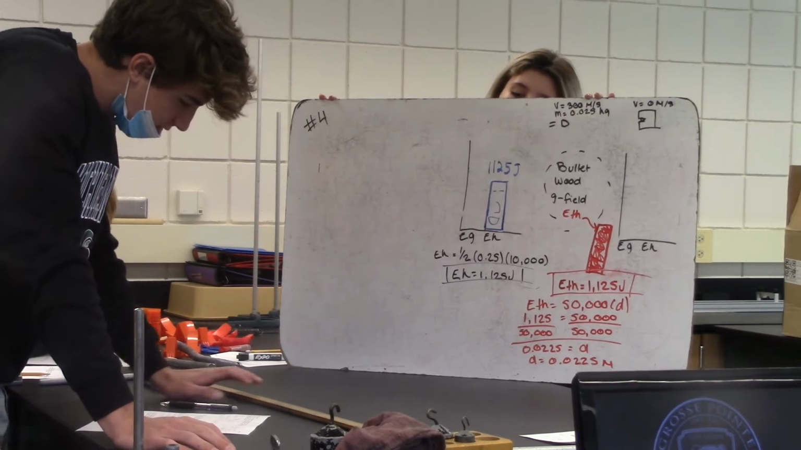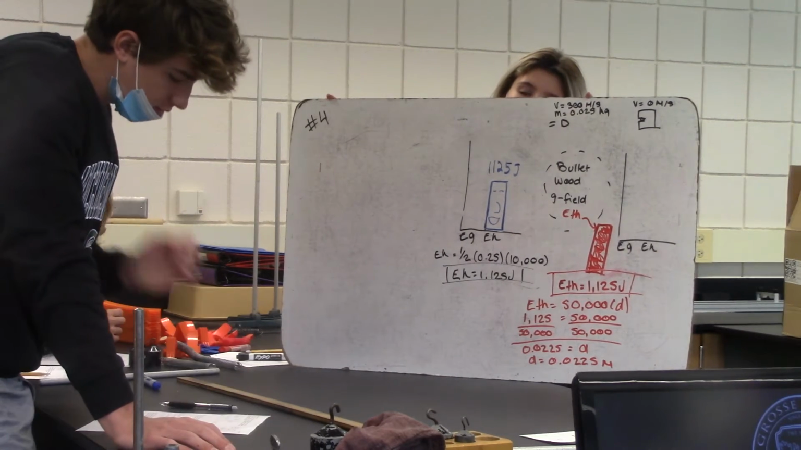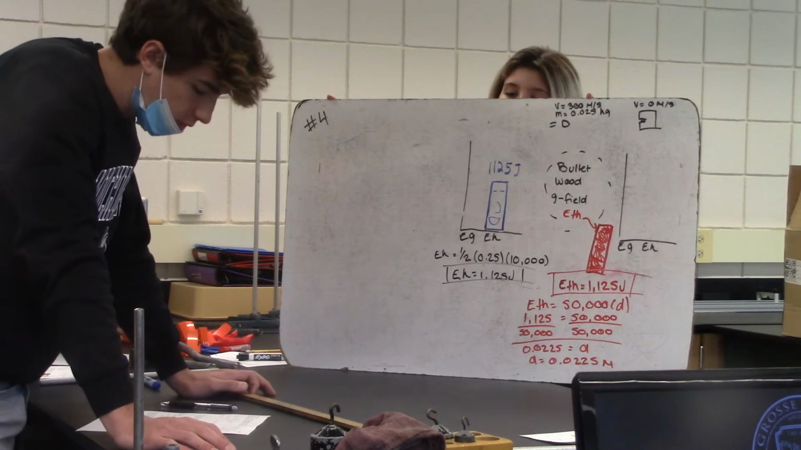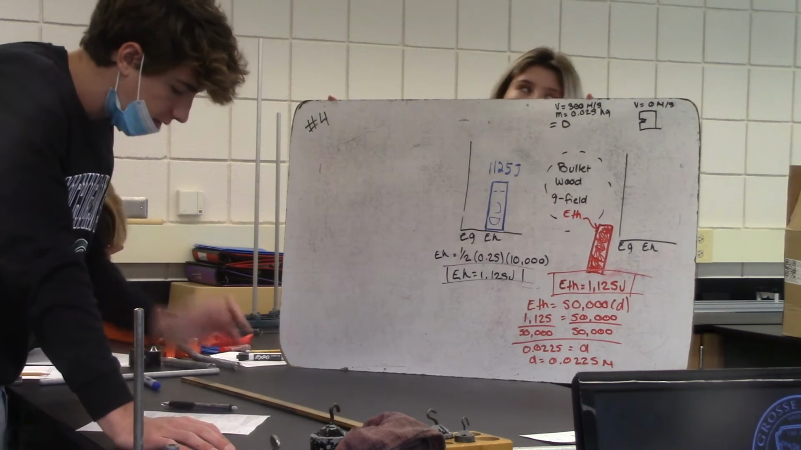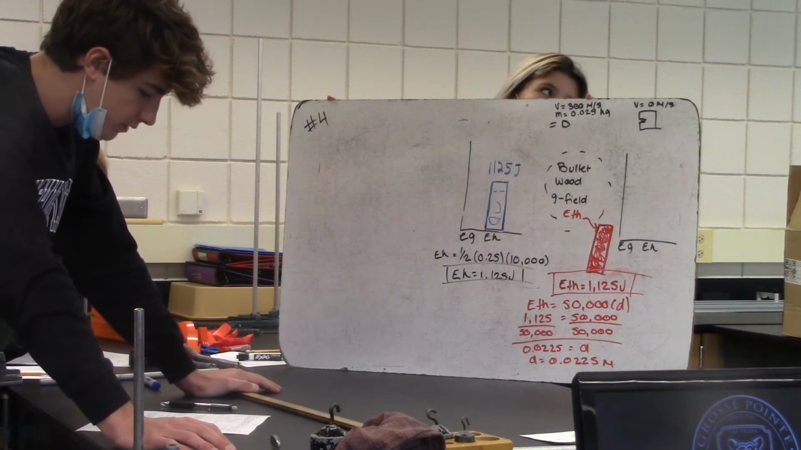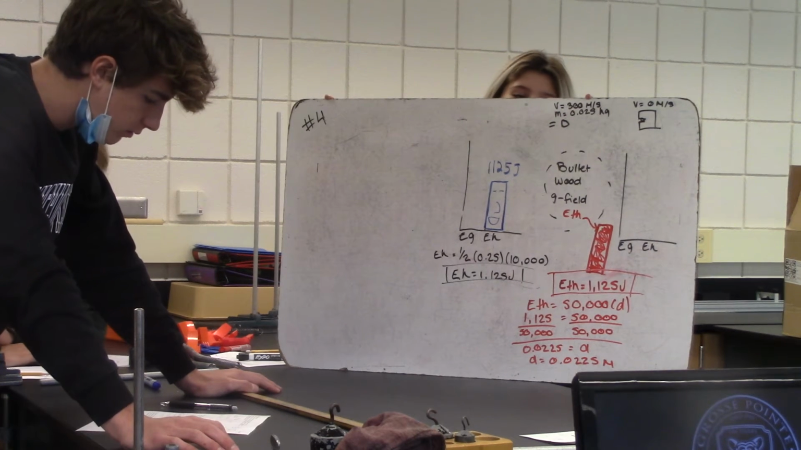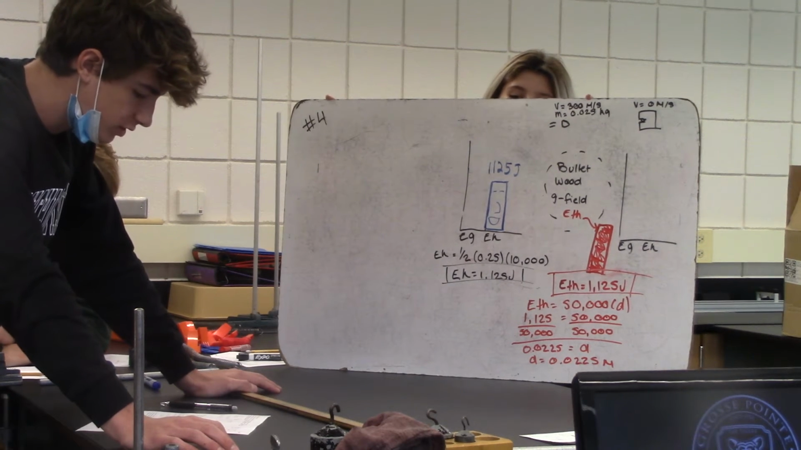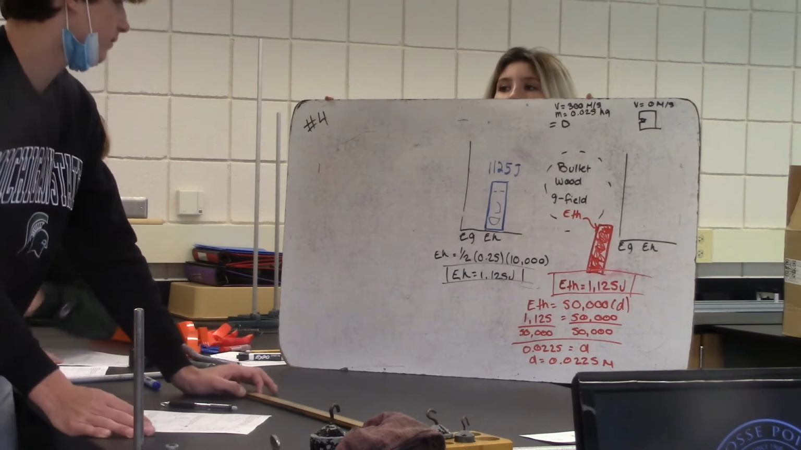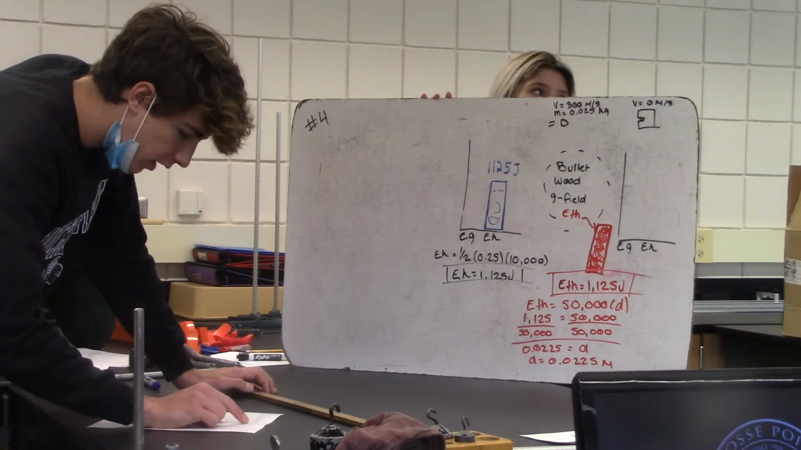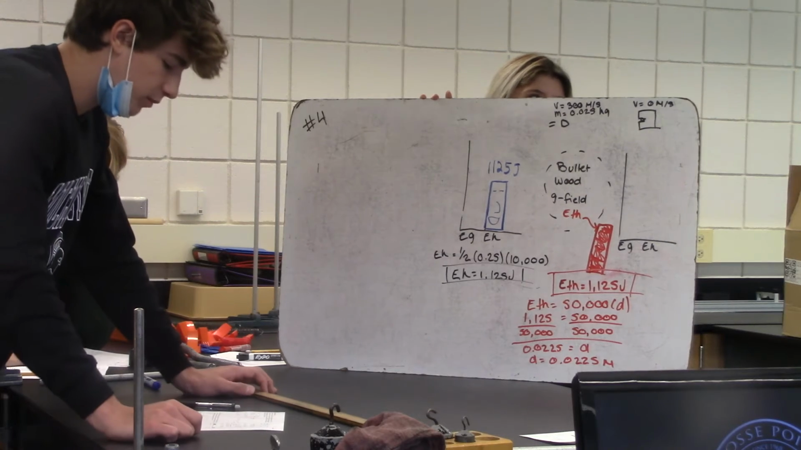Okay. A bullet of mass 25 grams, 0.025 kilograms, strikes a block of wood and comes to rest. The wood exerts an average constant force of 50,000 newtons on the bullet, opposing its motion and bringing it to a stop. How much energy is lost to heat? So for the first part, oh wait, no. How far into the wood does the bullet penetrate?